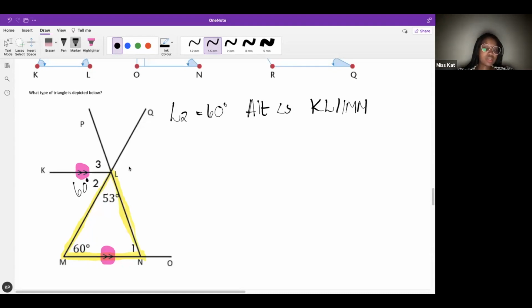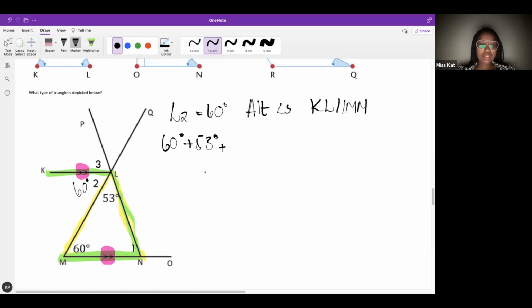So then, 60, ma'am, that helps us to wait. Is there not also a corresponding angle? But they aren't. But they are what? Oh, co-interior angles. Yes. So let's get it using co-interior angles. So it will be 60 plus 53 plus 60.